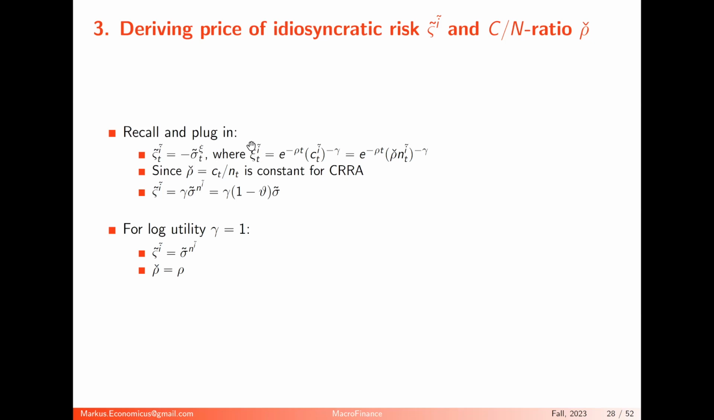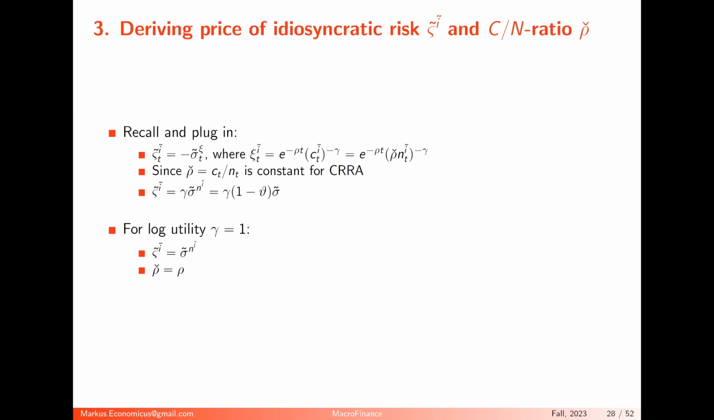Now, what is it then from the envelope condition? The SDF is just the discounted marginal utility. The marginal utility, if you have constant relative risk aversion, is just c to the power 1 minus gamma over 1 minus gamma. Take the first derivative, I get this guy here, discounted. Now, the consumption net worth ratio is rho check. So I can replace it with this guy here. If it's log utility, rho check is just rho.